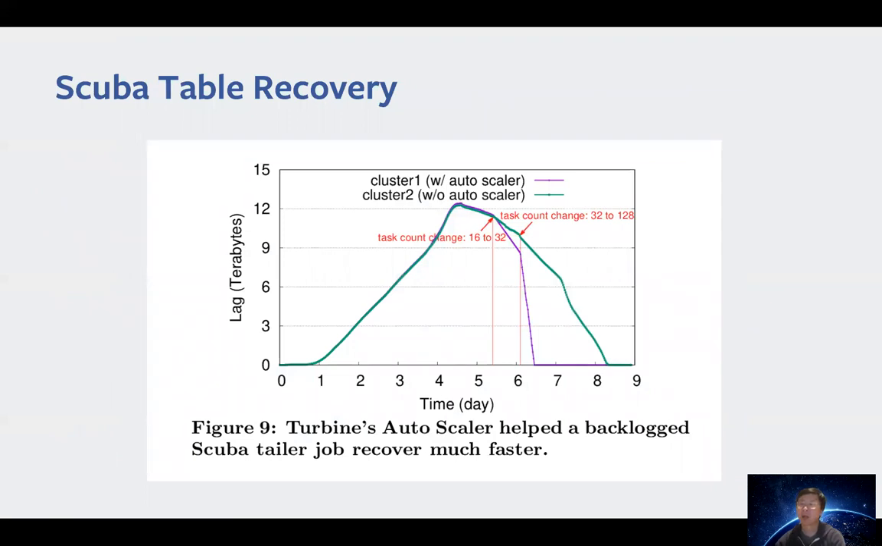Now, here's one example showing the scaler in action for a particular Scuba table. Here we have a job which was stopped for a few days due to user error. Once the user fixed the problem, there was a large amount of lag to process. The scaler was able to quickly scale the job to 128 tasks, and it churned through all the lag very quickly.